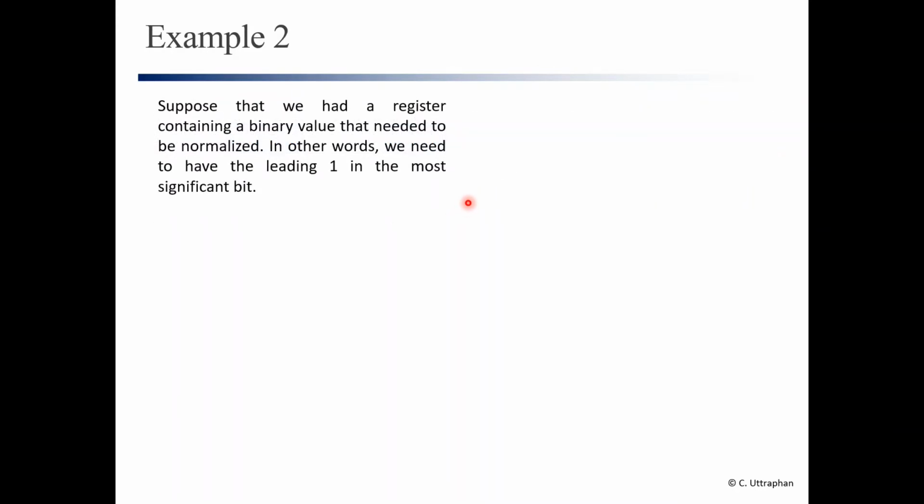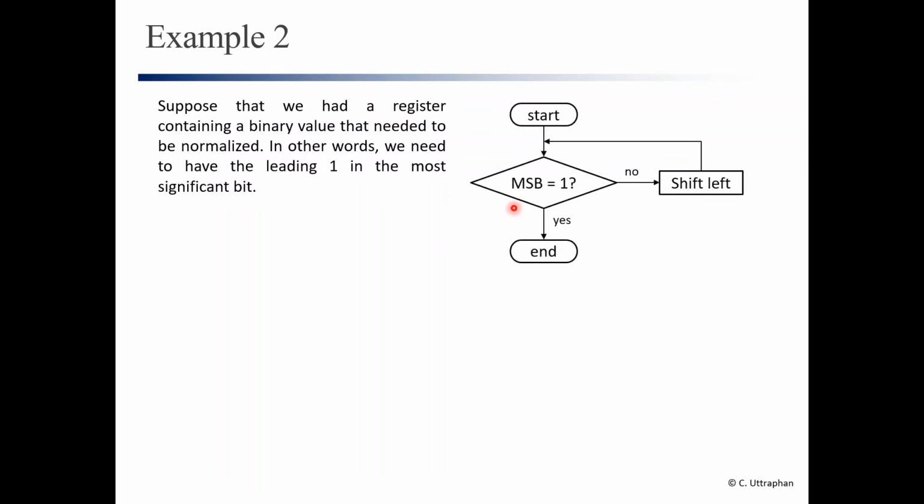The programming part is quite easy, where here is the flowchart to implement the process. First, we check whether the MSB is equal to 1 or not. If it is equal to 1 already, then no need to do anything. The program will end immediately. However, if the MSB is not equal to 1, then we need to do the shift left, and check again, until we have 1 in the MSB.